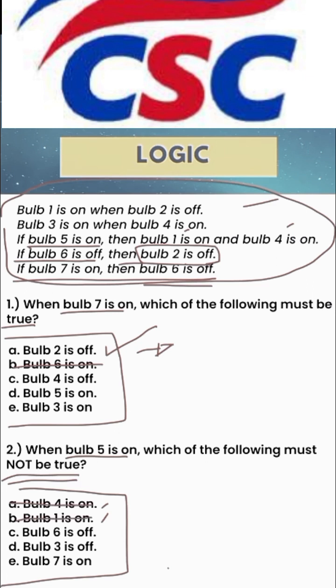Okay. So, next dito, susunod, bulb 3 is on when bulb 4 is on. Okay. So, when bulb 4 is on, bulb 3 is on. Okay. Dito sa choices natin, sa letter D, bulb 3 is off. Ito po yung sagot. Why? Kasi po ang hinahanap yung false or not be true. Therefore, the answer is letter D.